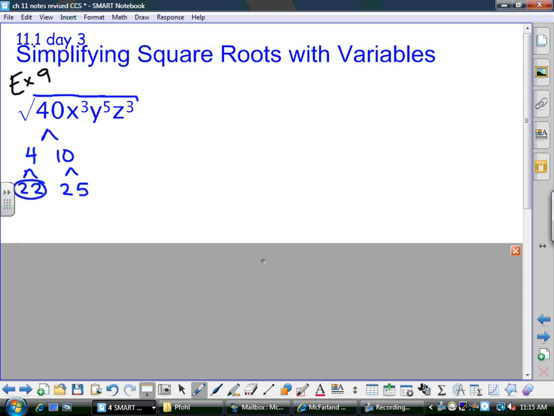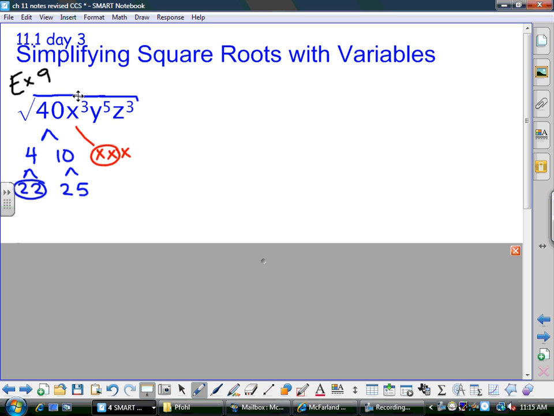10, would go inside. But before I write that down, I also want to break up the variables and look for pairs there. X to the third is x times x times x. So there's a pair of x's. That means one x is going to go outside the square root. The other one's going to stay inside.